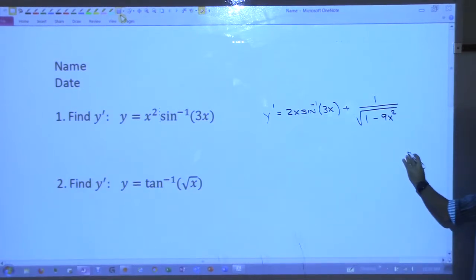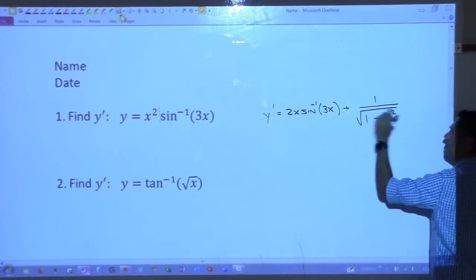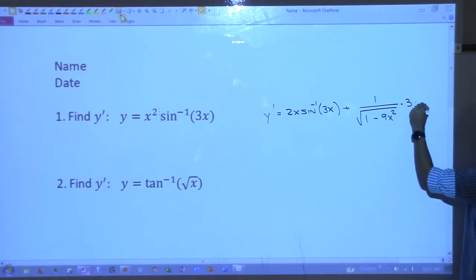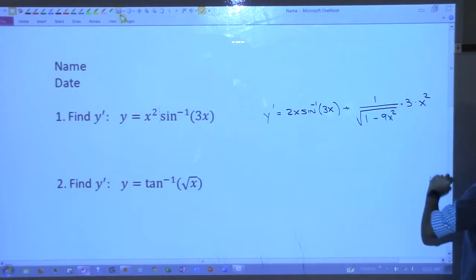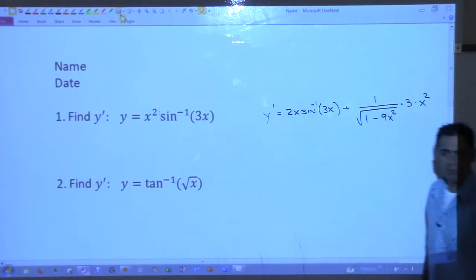And you're not done with this arc sine yet. Now you need to take the derivative of the argument, which is 3. And then you finish off the product rule with x squared there. Does that make sense? Okay, so we can move the 3x squared up on top, and that would be pretty much done. Okay, this one, we have no product, we have a chain rule.